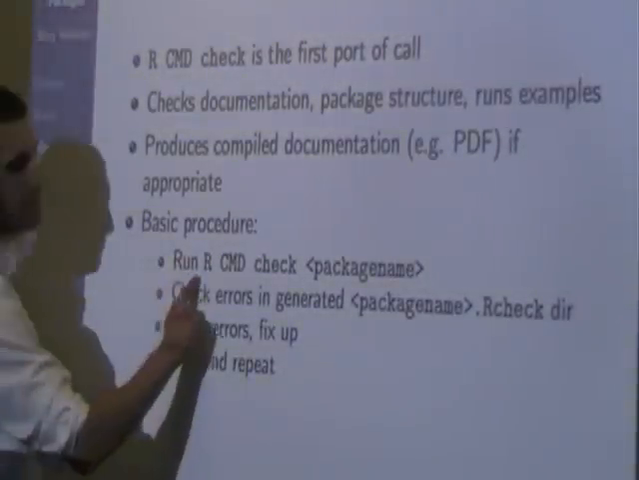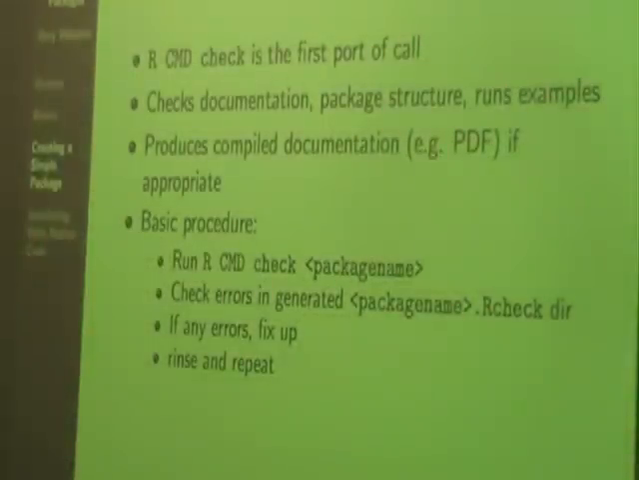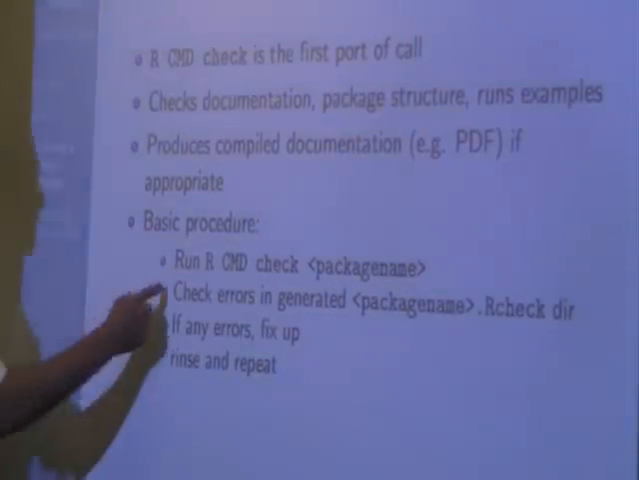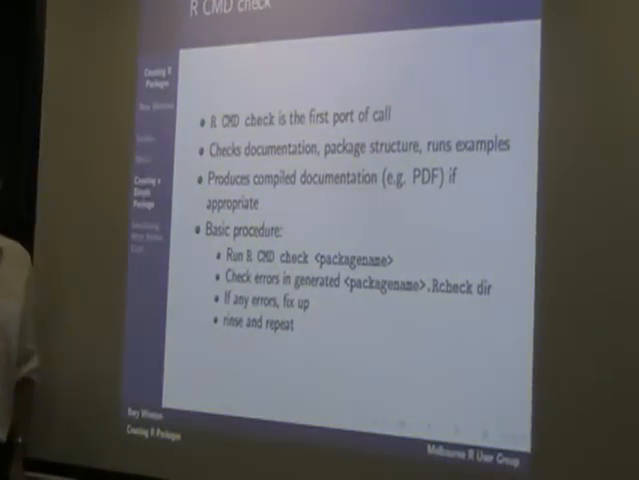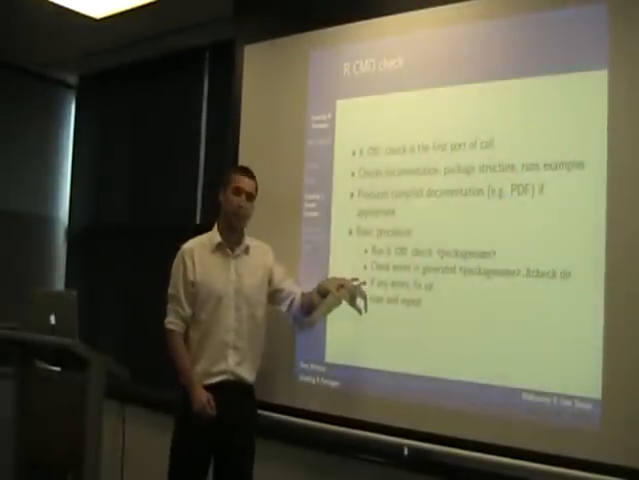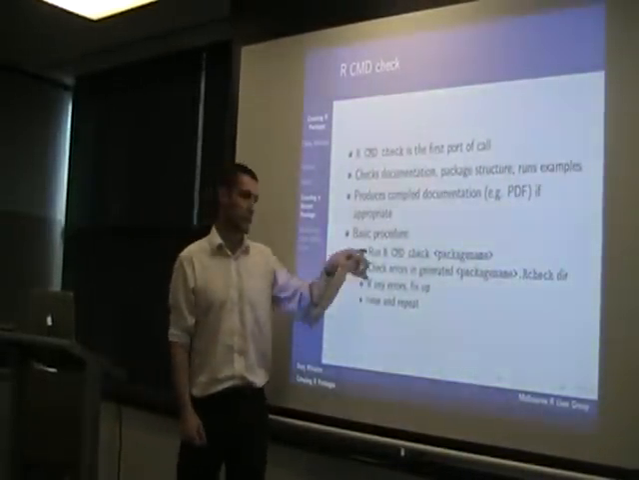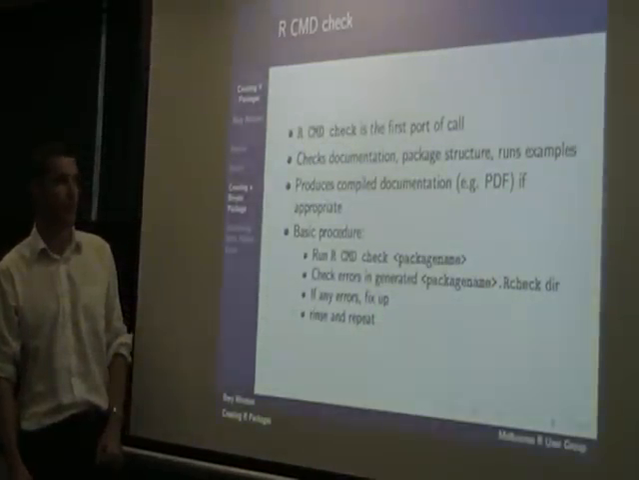And there are lots and lots of different tests in there. So what you'll probably end up doing, and what I end up doing quite a lot, is that you'll never get it right the first time, you'll end up having to iterate. So you run the command check on your package, it'll generate a directory with some errors, if there's any, or some output, look at the errors, fix it up, and then back to step one, and keep going around this loop until you've actually got a package that passes.